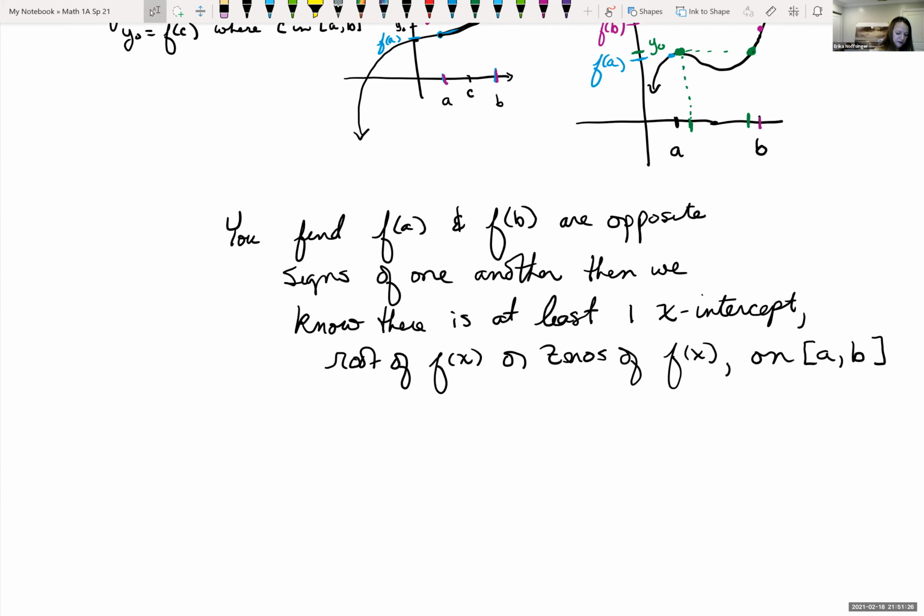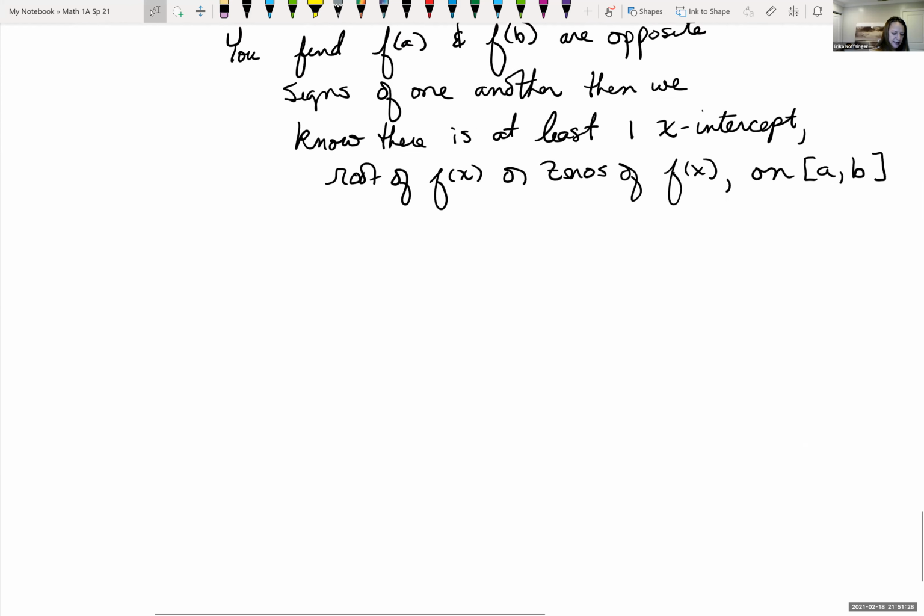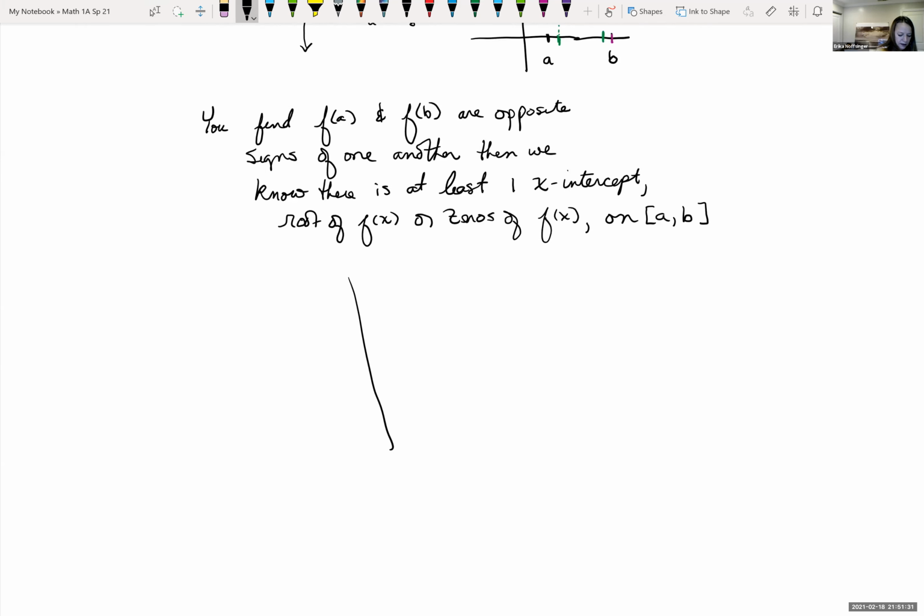Okay, so pictorially, if you thought about it, it makes sense. If you look at your graph, and let's say a was here, and your y value was negative, and you had b was here, and your y value is positive, it has to be a continuous function between these a and b. So in order to connect these two points, we have to cross this x-axis at least once.